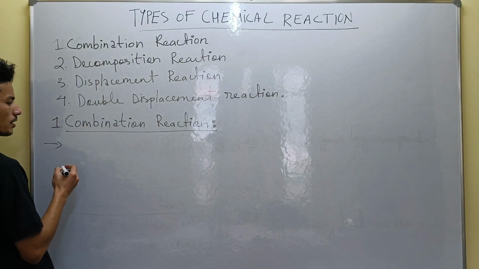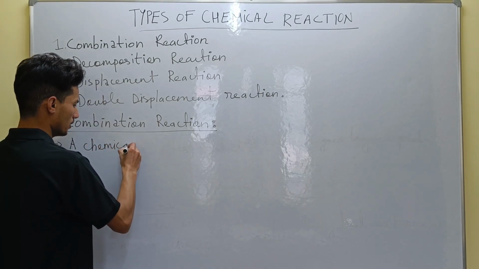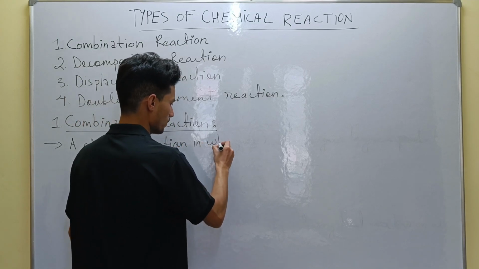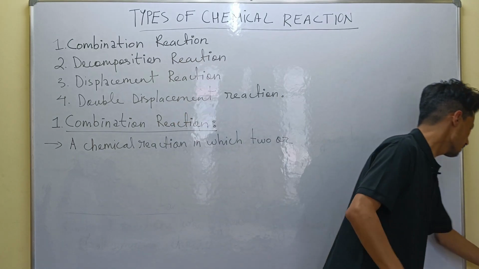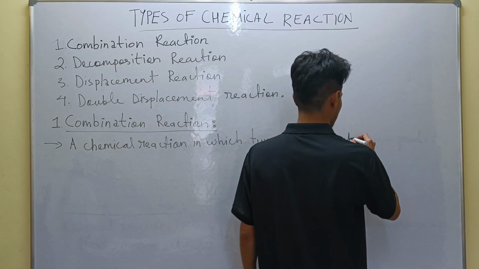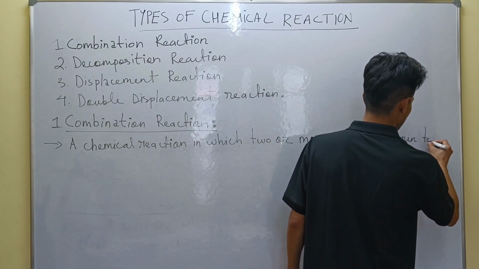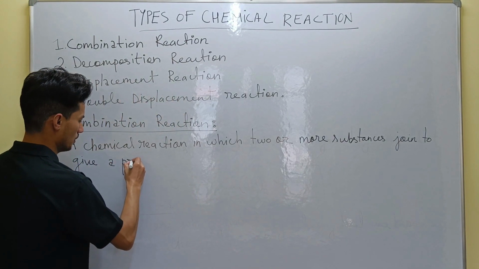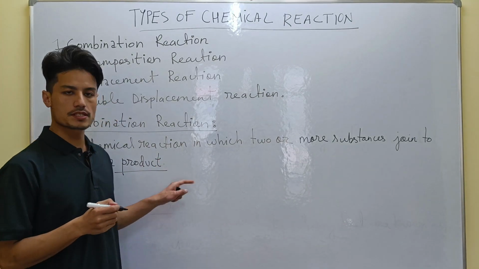Combination reaction is a chemical reaction in which two or more substances join to give a product. So we have a product, so that means we have reactants also.